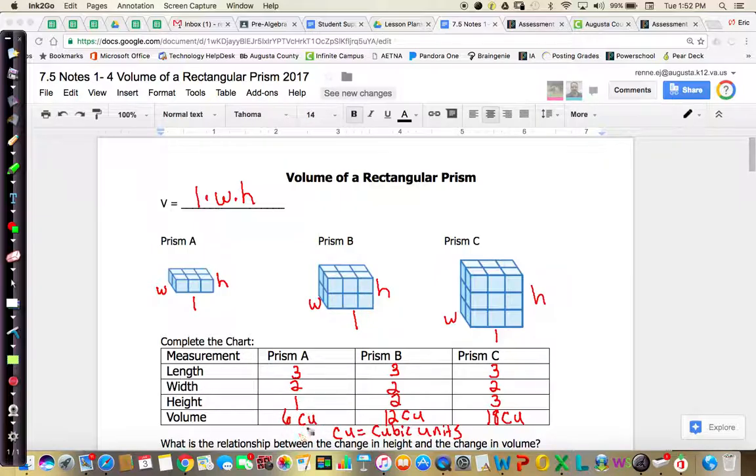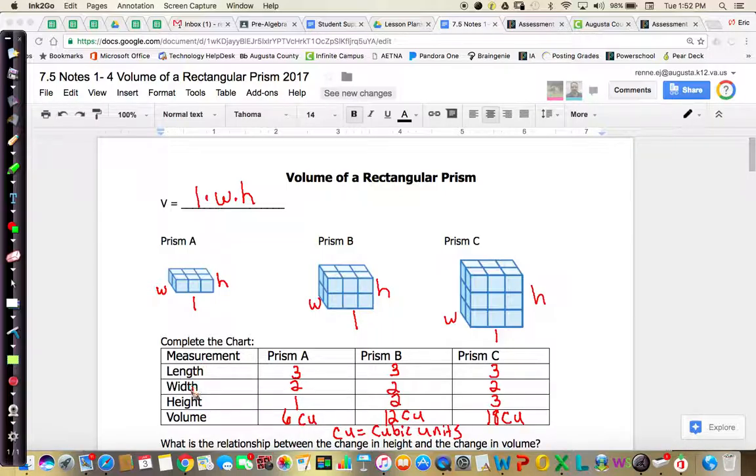Now it's difficult to see how you got from 12 to 18, but let's look at Prism A. We started out with a volume of 6, and from Prism A to Prism C, the height went from 1 to 3. So we could say that the height tripled. And look what happened to the volume. 6 times 3 is 18. So we can say that the height tripled, and so did the volume. And this will always happen if we change one of either the length, the width, or the height.